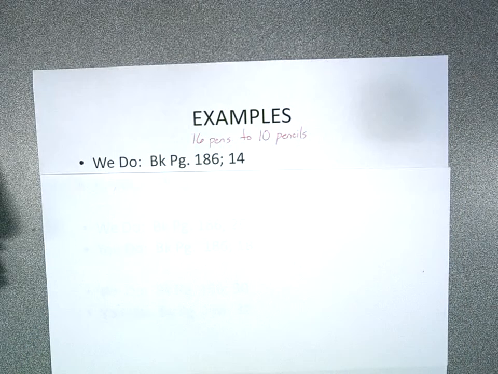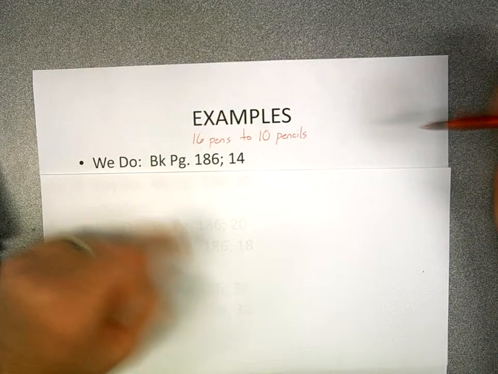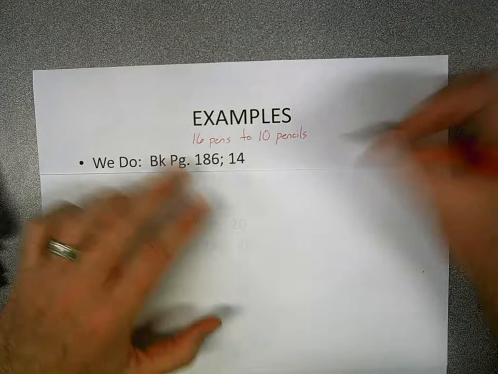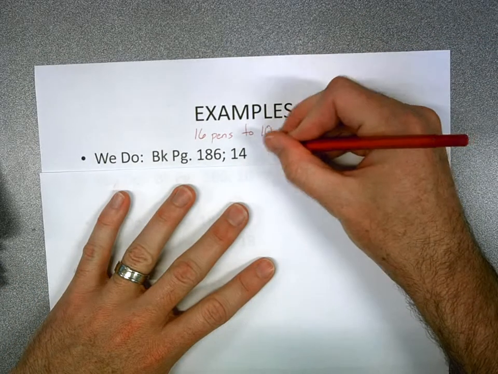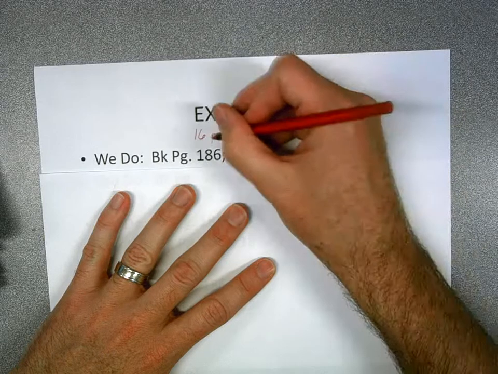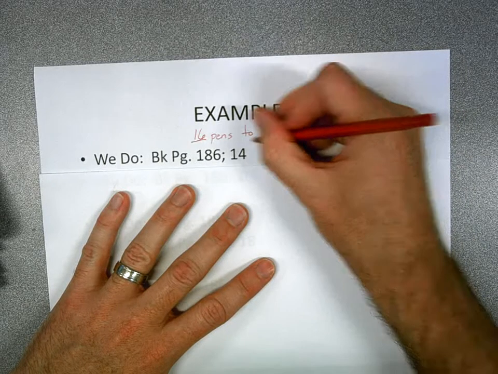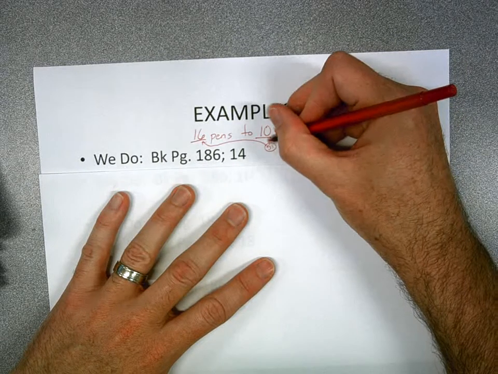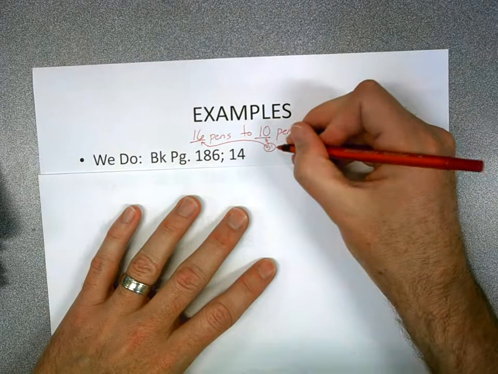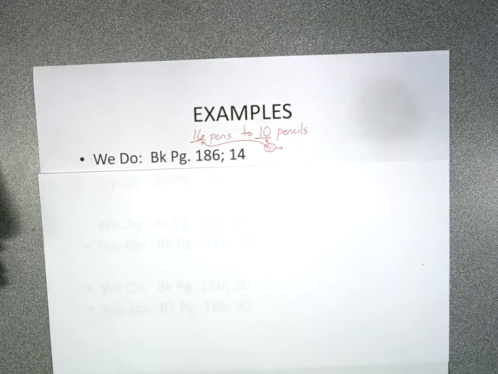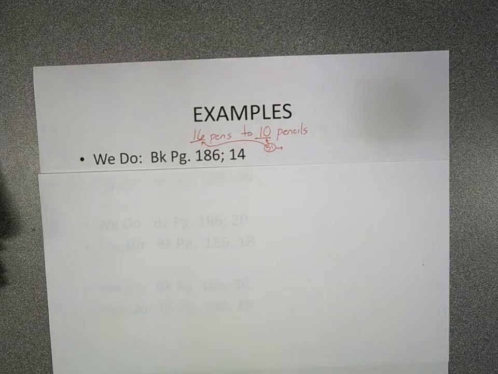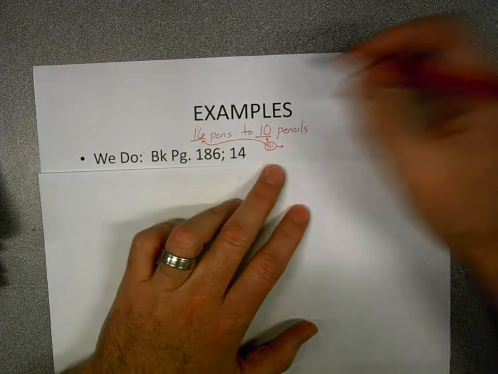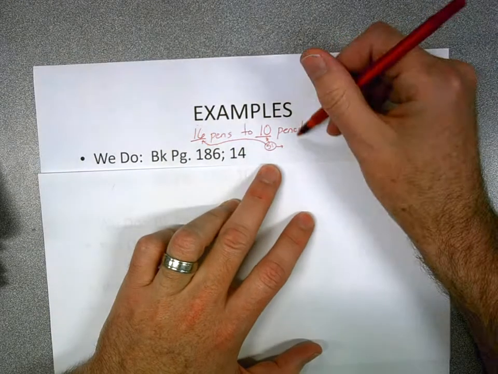All right. So when you're dealing with ratios, we have 16 pens to 10 pencils. We're going to do step 1. You're going to take your two quantities, in this case the 16 and the 10, and write them, at least today, because if you read the directions, it says express each ratio as a fraction in simplest form. I'm going to write them down as a fraction.